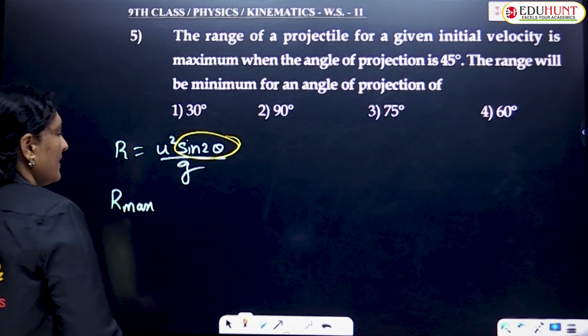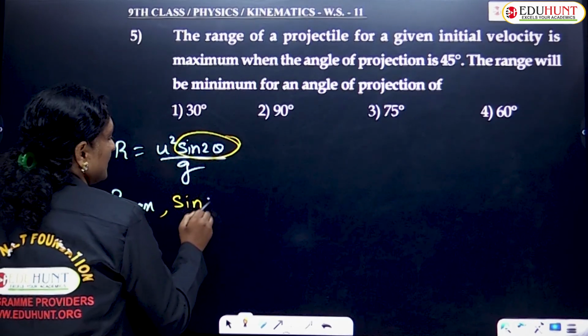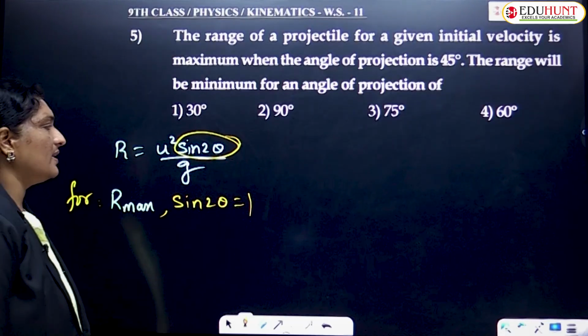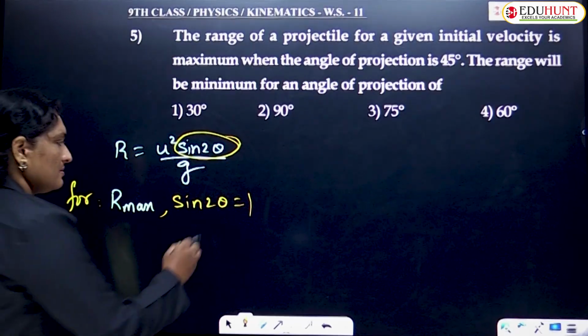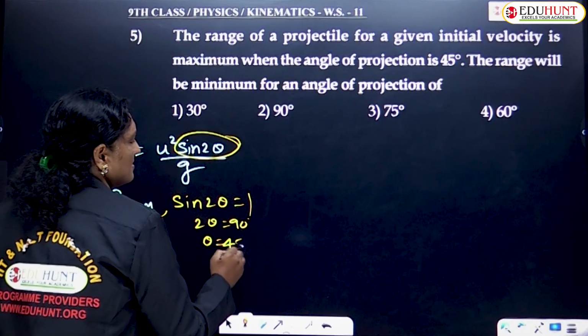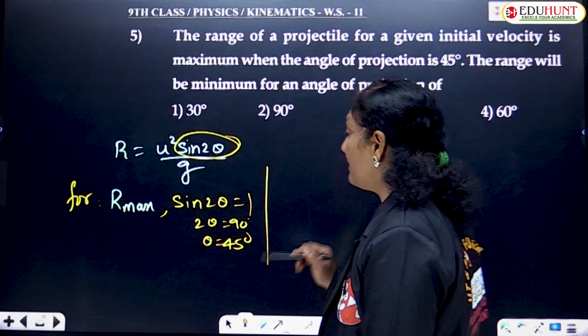For maximum range, we have sine 2 theta equals 1, isn't it? So if sine 2 theta is 1, 2 theta equals 90 degrees, and theta equals 45 degrees. Of course, we knew this. But what they are asking is the minimum value.